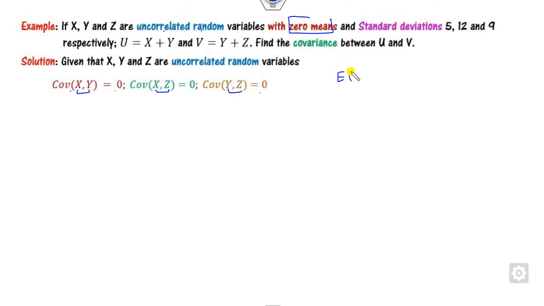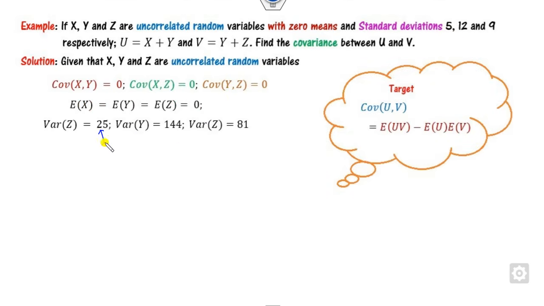What is the meaning of that? It means E of X is 0, mean of Y is 0, mean of Z is 0. And standard deviations are 5, 12 and 9. So I can write in terms of the variances here. Then consider U and V here. How can you find the covariance? That means your target is here.